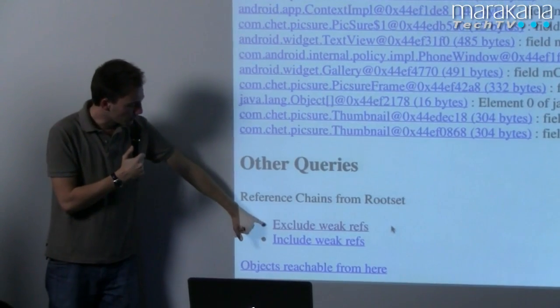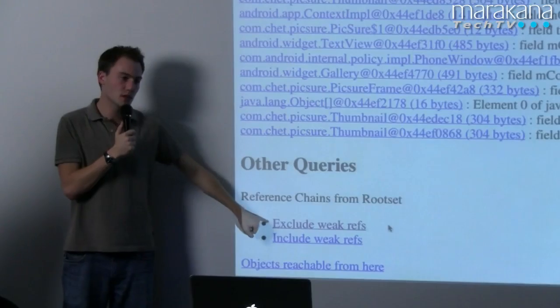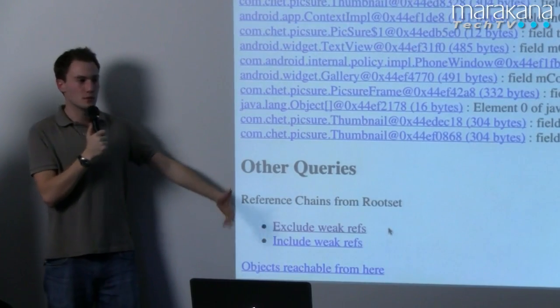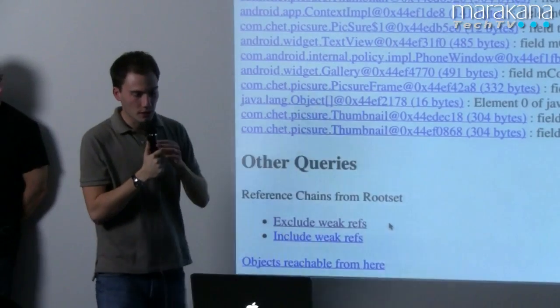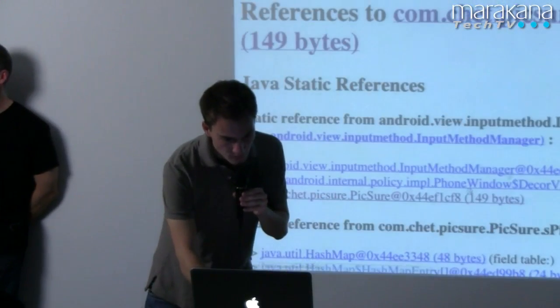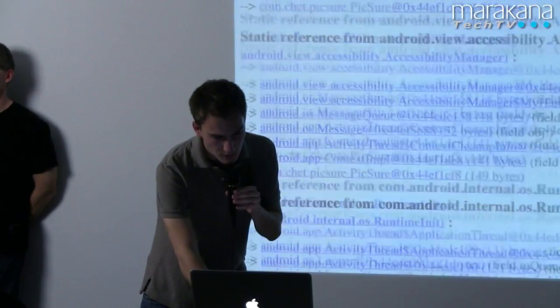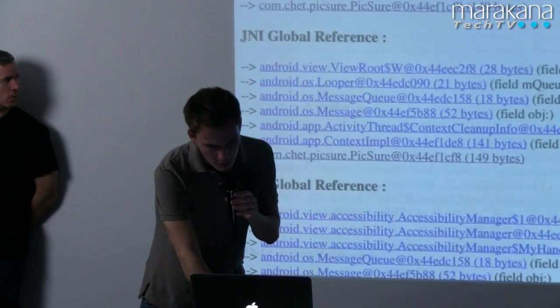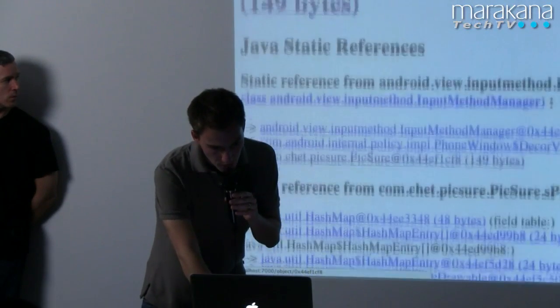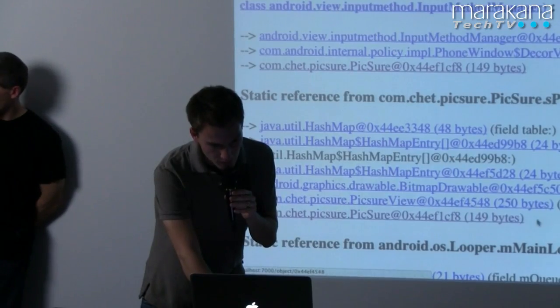And there's a link here called exclude weak references. If you know weak references, you'll probably understand why. If you don't, you should definitely learn about weak references. So we're going to click on the first link. And here you can see all the references to my object. Most of them don't actually matter. And we can find one here that's pretty weird.